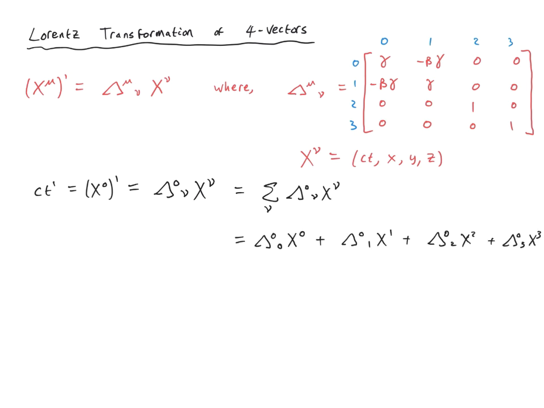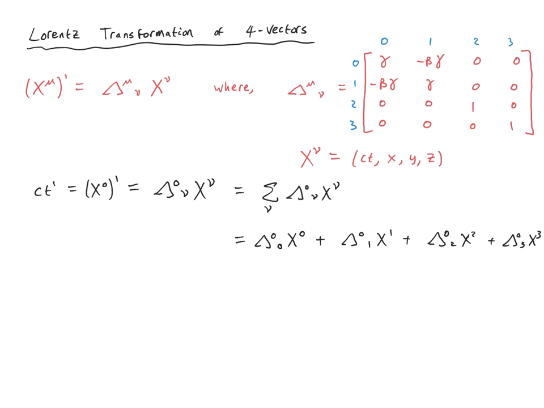And when we write out that sum, we get these 4 terms. That's really all this notation means. This is just a compact way of writing out all of this stuff. Now, we know x0, x1, x2, and x3 are just the 4 components of the 4-position in the unprimed reference frame, ct, x, y, and z respectively.